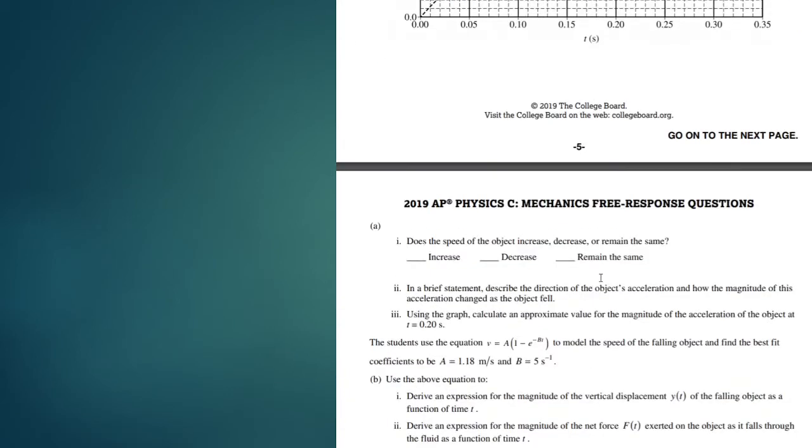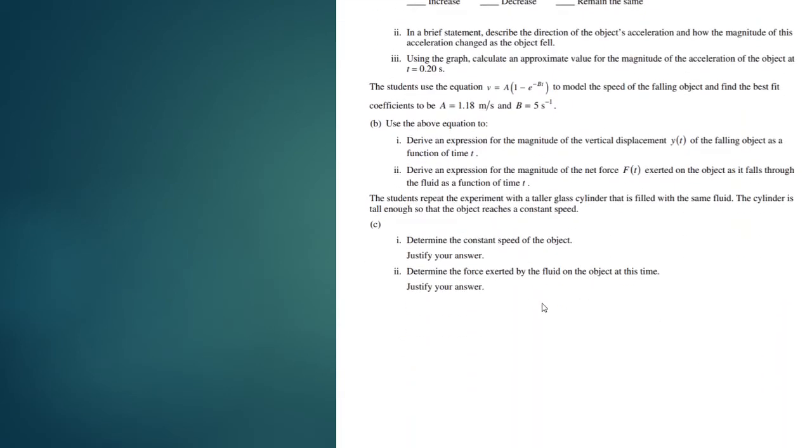All right. So for question 1b, part I, we're given an equation for velocity modeled by the constants, the coefficients a and b, and it's an inverse exponential. So it's a times 1 minus e to the power of negative bt. And it says to derive an expression for the magnitude of the vertical displacement y at t of the following object. Okay, so what do we know?